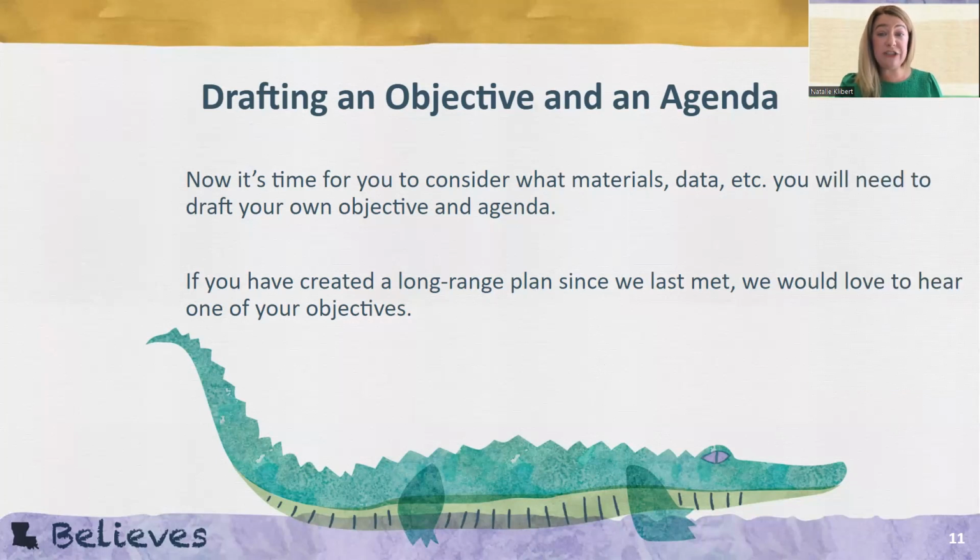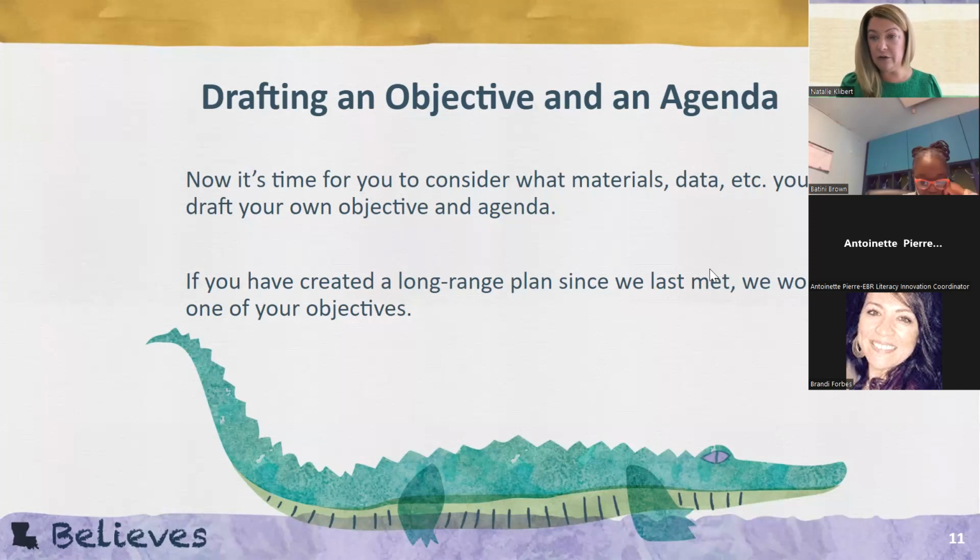Does anybody have any questions about what materials or data you might need to either create an agenda or an objective? Okay, so I want every single person to put in the chat on a scale of 1 to 5, how confident do you feel with your ability to create an objective and an agenda for a literacy team meeting? 5 meaning you really feel comfortable with doing this. 1 meaning you have no idea where to start and I need to provide you with some support. Go ahead and put in the chat where you are, 1 to 5.